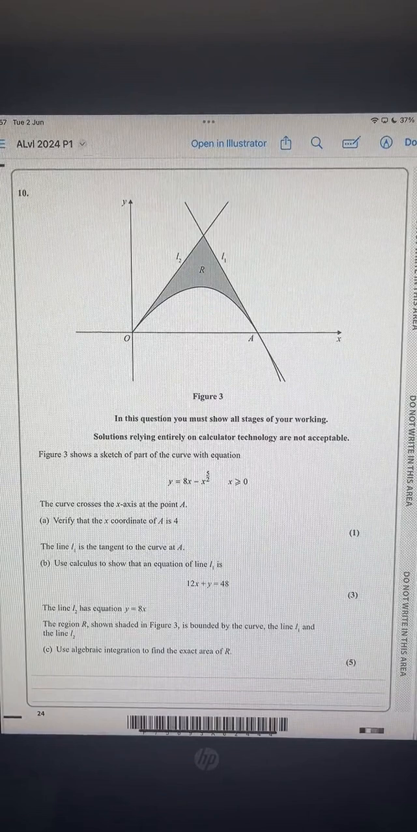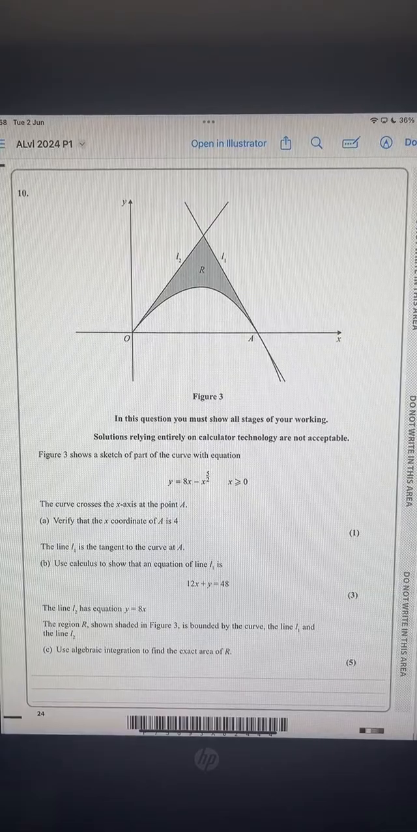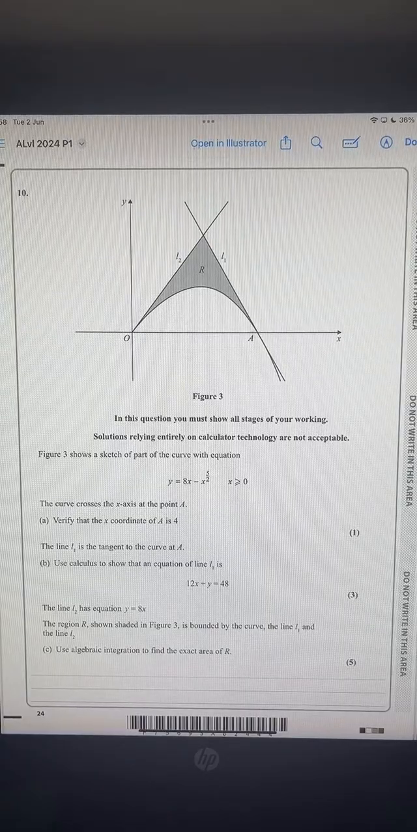Okay, question 10 is an integration question. This is not GCSE, this is A-levels, Fred. I did the GCSE live earlier. I'll try and post that on my YouTube as soon as possible. So I will keep this on my screen for a second for you to have a read while I just have a little drink.